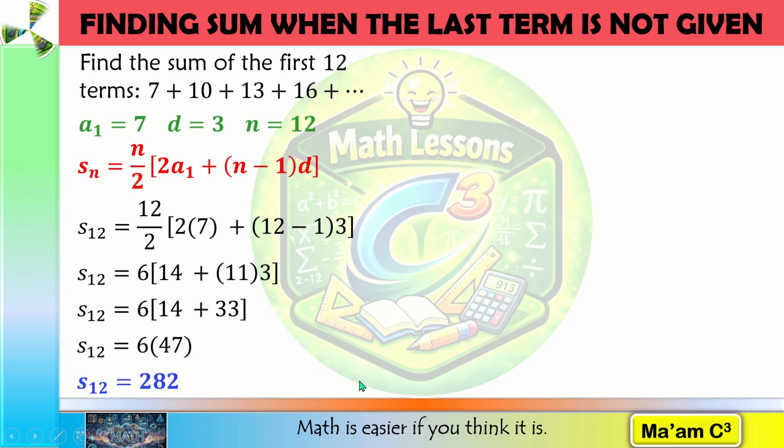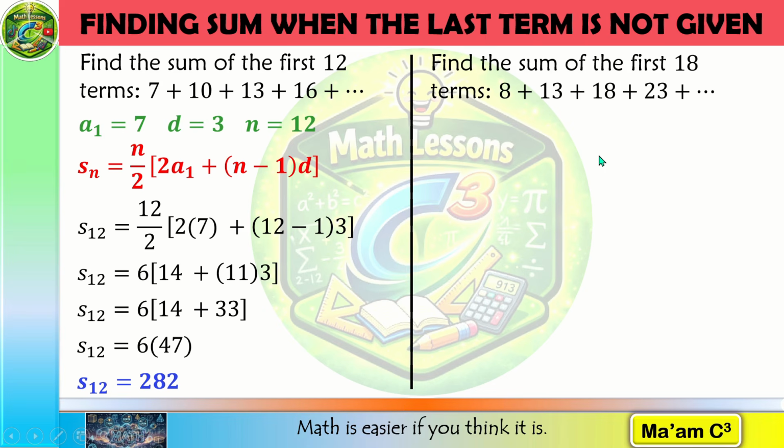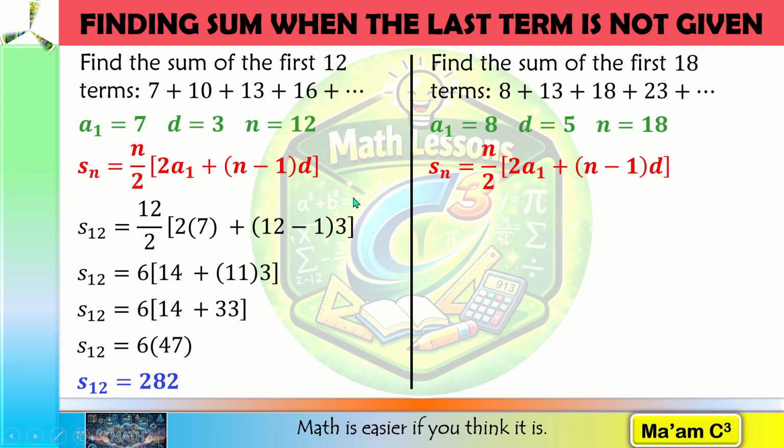Let's have one more. Find the sum of the first 18 terms: 8 plus 13 plus 18 plus 23 and so on. Our first term, a sub 1, is equal to 8. The common difference is 5. And our n is 18. So we're going to use the same formula. S sub n would be S sub 18. N is 18. A sub 1 is 8. N is 18. And d is 5.